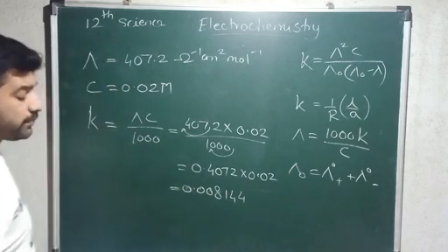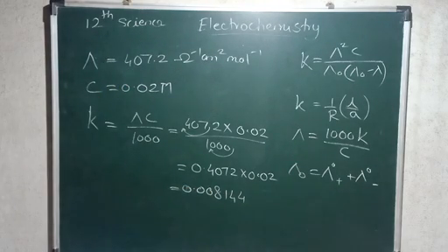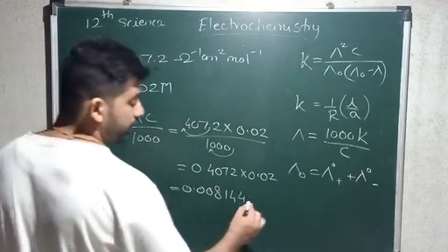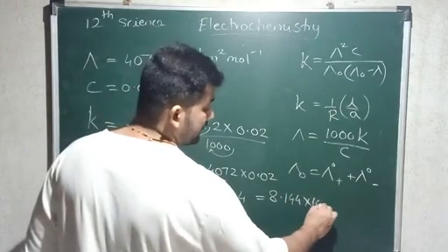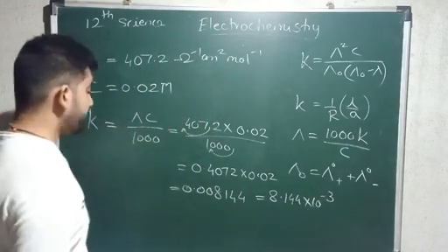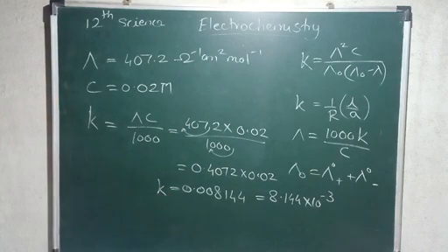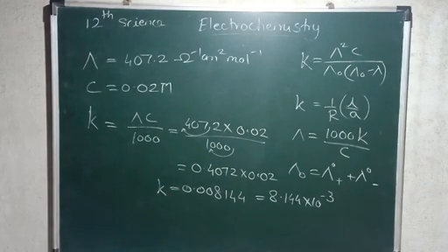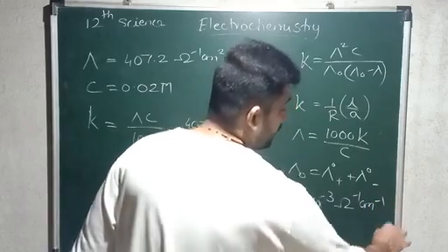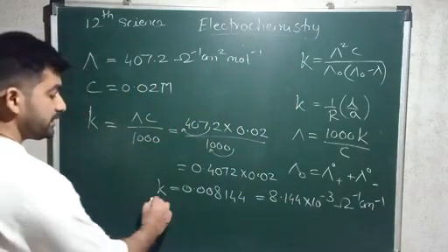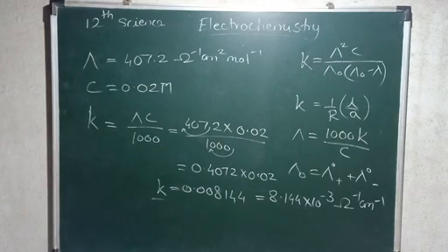So the answer is 0.008144. So that is 8.144 into 10 raised to minus 3. This is the value of K, and the unit is per ohm per centimeter. So in this way, without using log also, we can try to find out the answers.